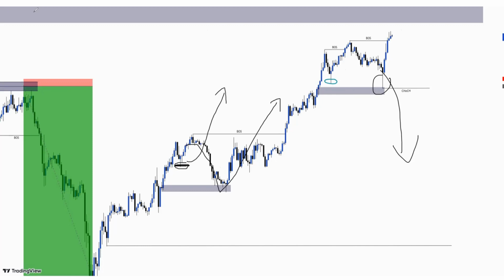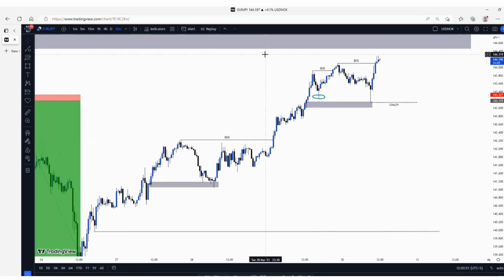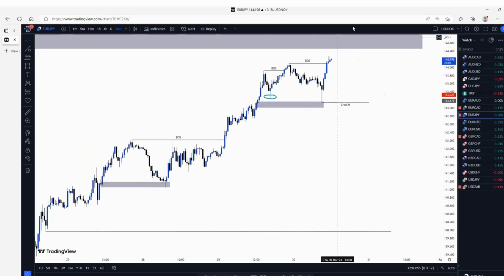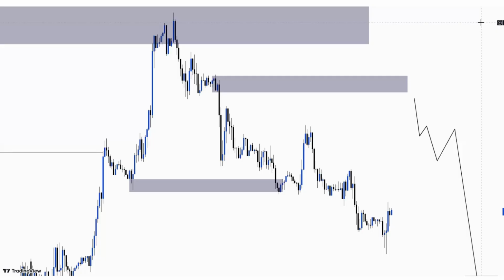Right. As I've said, if you have been around, I'm sure you've seen a lot of it. Okay, let's have a look at another one. Right, so another one is this one.